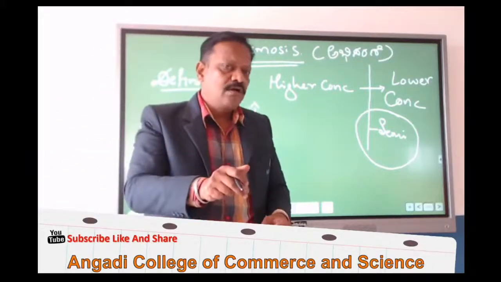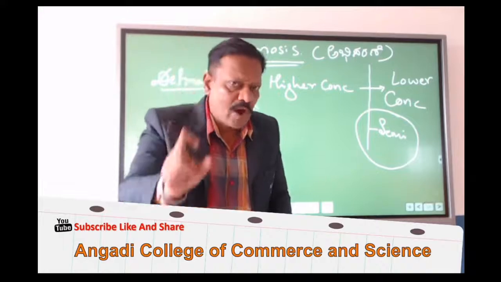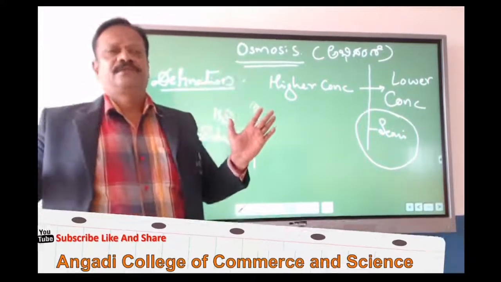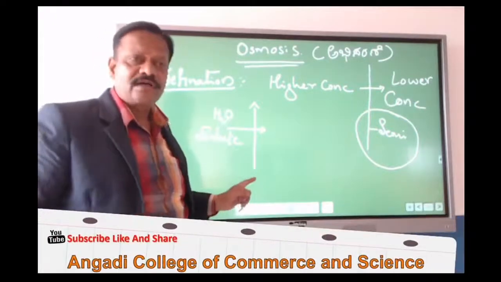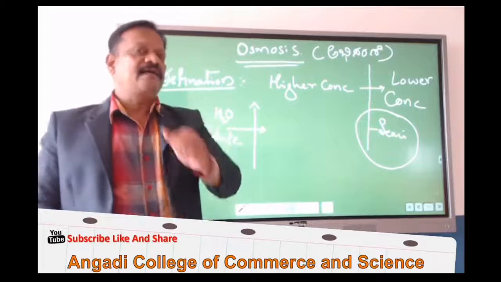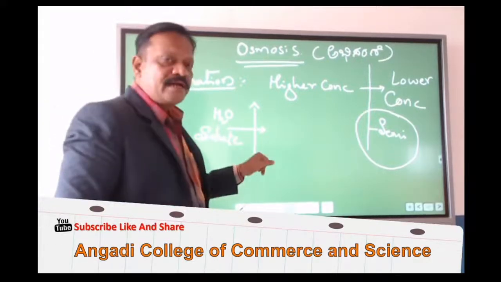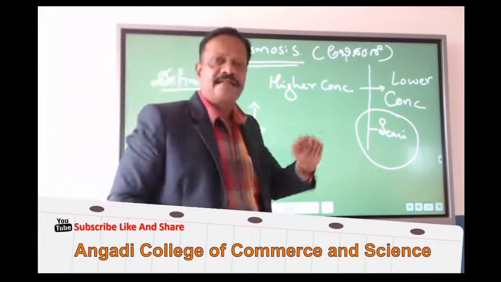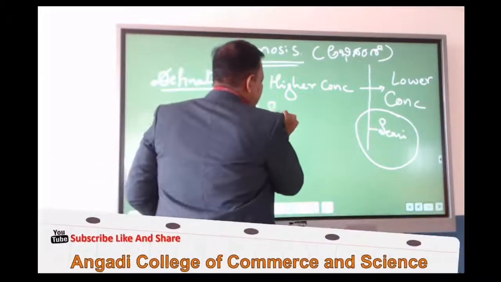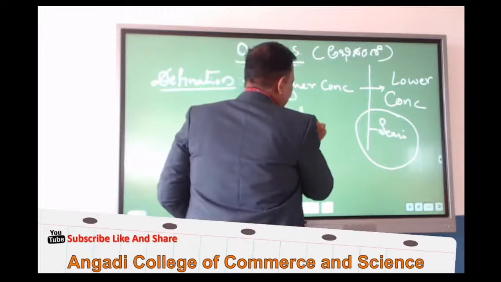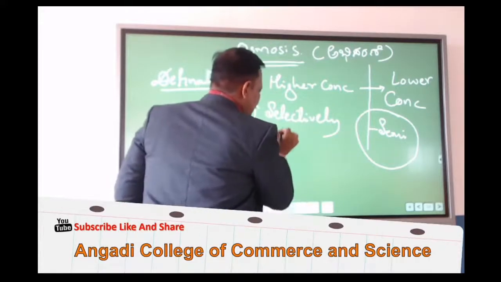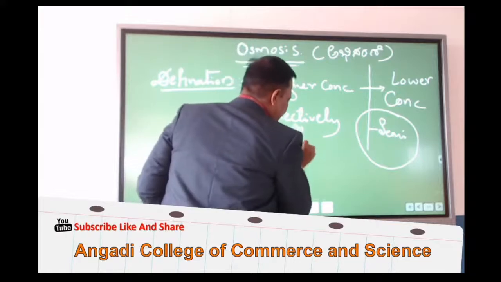What is the rule? A semi-permeable membrane is one which allows only water to pass through it. But here, along with the water, solute particles are also passing. ಆದ ಕಾರಣದಿಂದ ನೀವು ಈ ಮೆಂಬ್ರೇನ್ ಅನ್ನ ಸೆಮಿ ಪರ್ಮಿಯಬಲ್ ಅಂತ ಹೇಳೋದರ ಬದಲಾಗಿ you are calling it a selectively permeable membrane, or differentially permeable membrane.